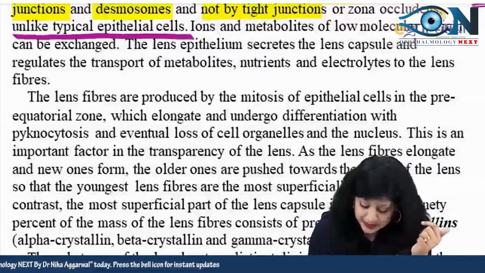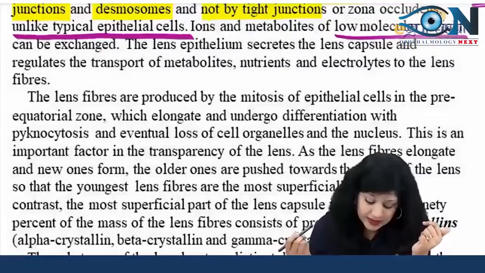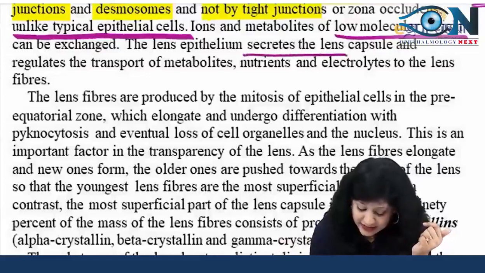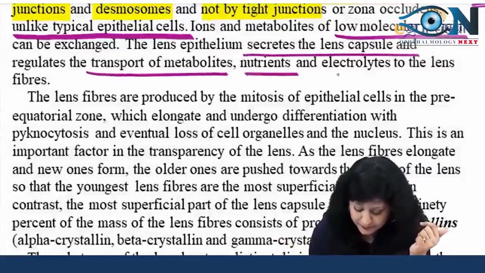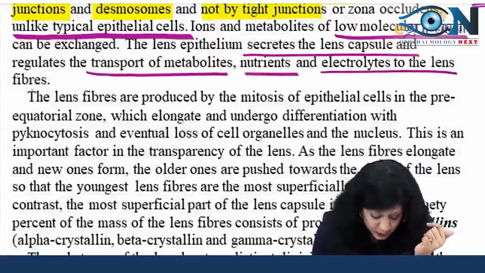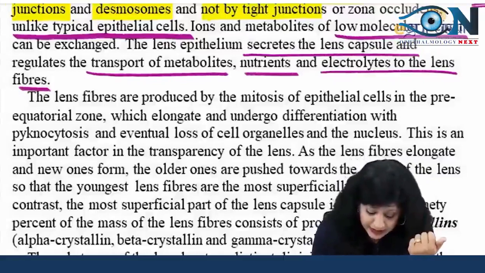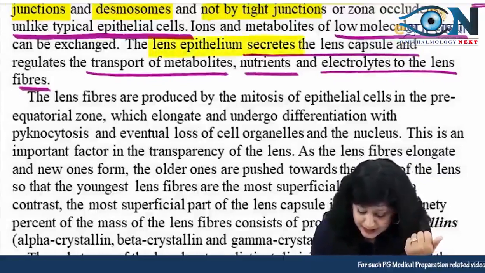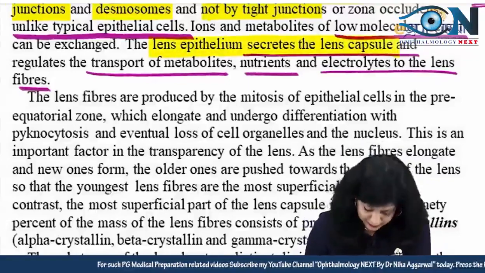Ions and metabolites of low molecular weight therefore can be exchanged. The lens epithelium secretes the lens capsule and regulates the transport of metabolites, nutrients, and electrolytes to the lens fibers. A very important thing is that this lens epithelium is actually responsible for secreting the lens capsule.